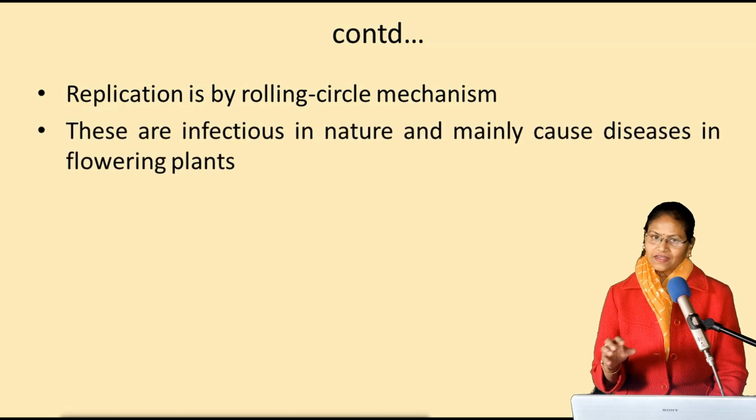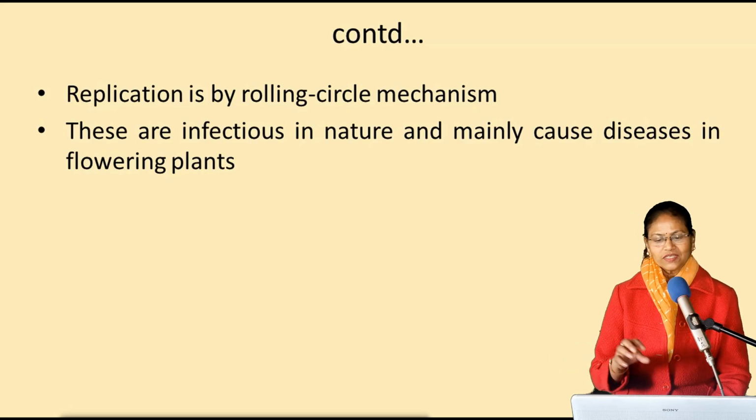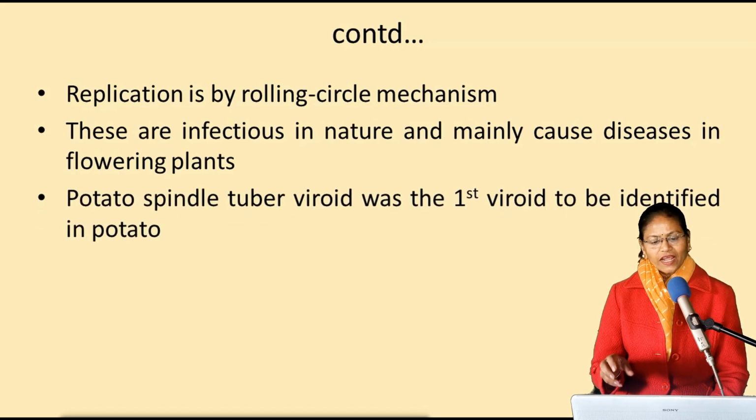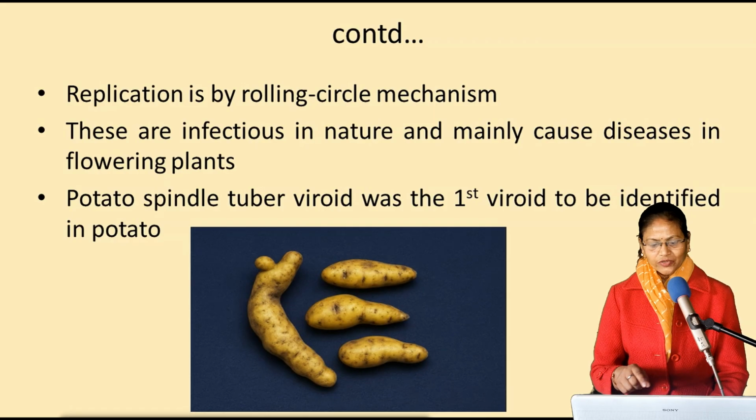And these are infectious in nature, of course. They can enter the host cell, multiply there, and cause many diseases in plants, especially flowering plants. Potato spindle tuber viroid was the first viroid identified, in potato. Here you can see potatoes infected by the viroid, and they become cylindrical. So they lose their original shape. This is potato spindle tuber viroid present on the potato. So this kind of structure is found in viroids.